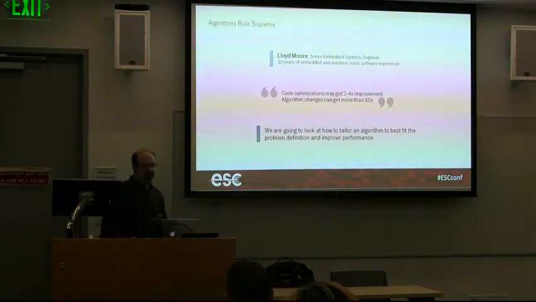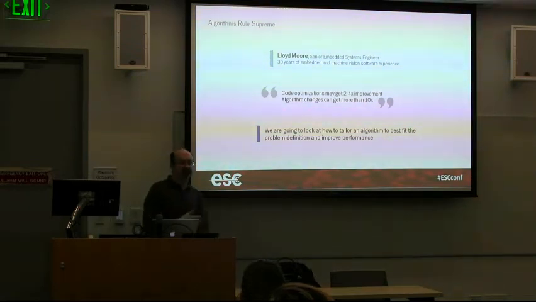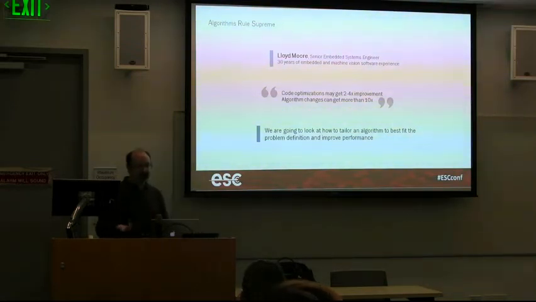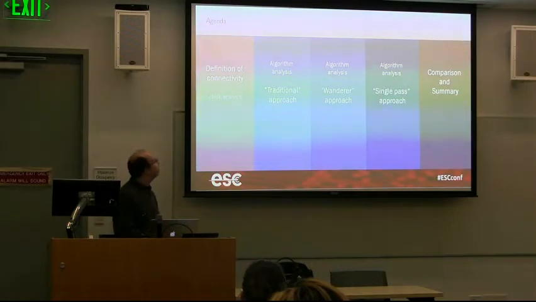Code optimizations can get you 2 to 4x improvement. Changing your algorithm can get you more than 10x improvement. So what we're going to talk about tonight is primarily matching your algorithm design to your workload. We're going to look at basically how to do that, and we're going to take a look at 3 different approaches.